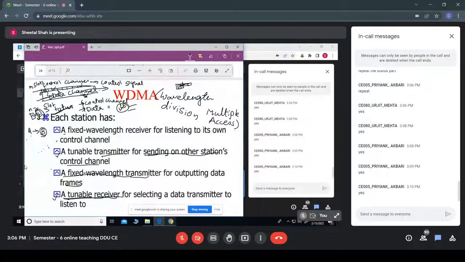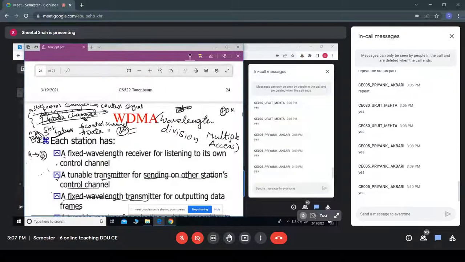Okay. This is how the wavelength division multiple access would work. Since we are using the fiber optic cable, the medium of communication is light, and for that they usually use the term wavelength. It is very much similar to frequency division multiplexing, but instead of frequency they use the term wavelength. That's all. So this is about the wavelength division multiple access.